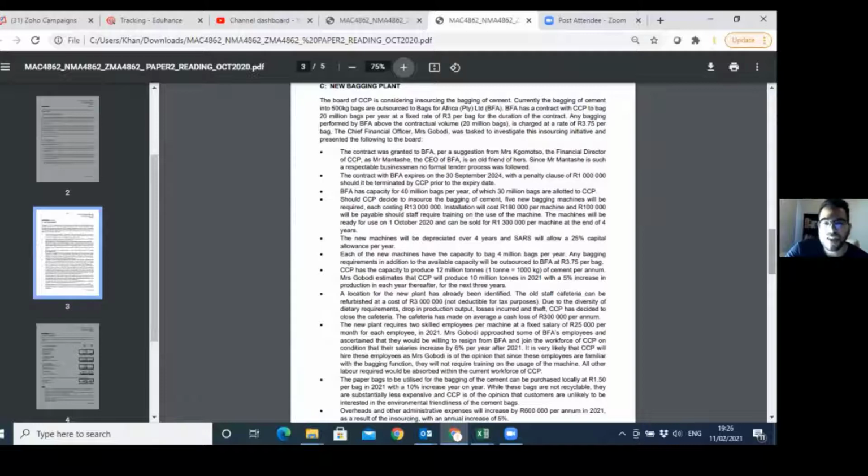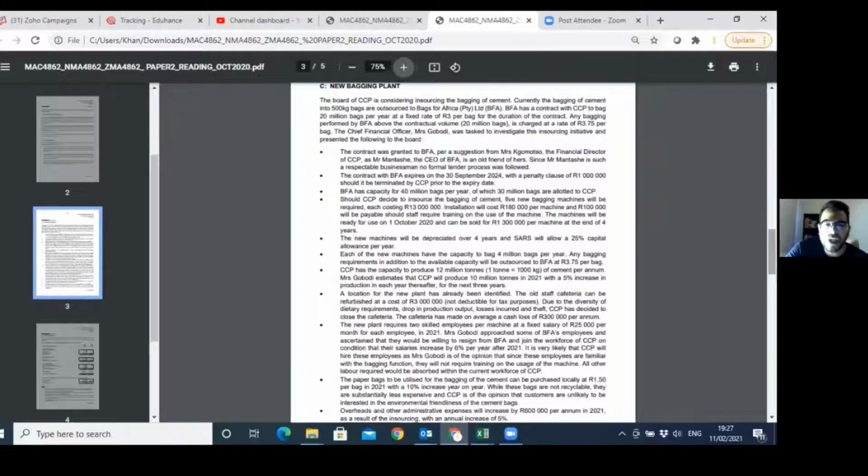The Chief Financial Officer, Mrs. Kobodi, was tasked to investigate the insourcing initiative and presented the following to the board. The contract was granted to Bags for Africa per a suggestion from Mrs. Komotso, the Financial Director of CCP, as Mr. Manteshi, the CEO of Bags for Africa, is an old friend of hers. Since Mr. Manteshi is such a respectable businessman, no formal tender process was followed. Okay, so that you can discuss from a governance point of view, but we're not worried about that now.